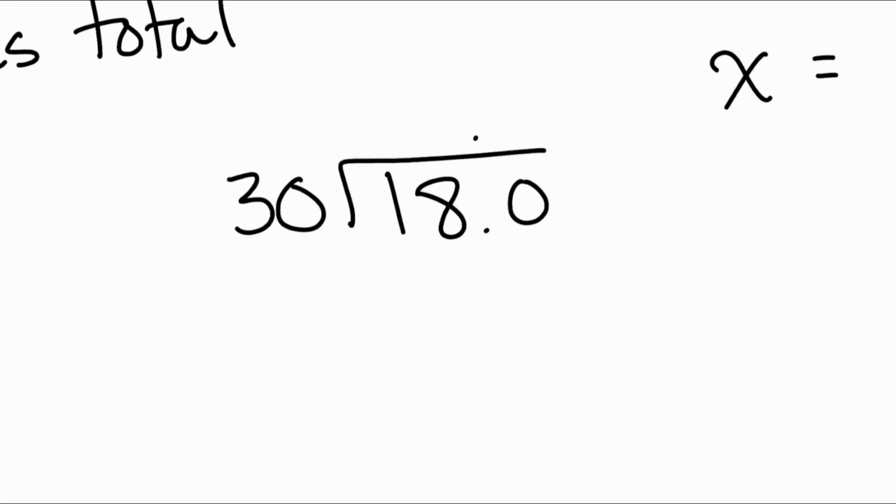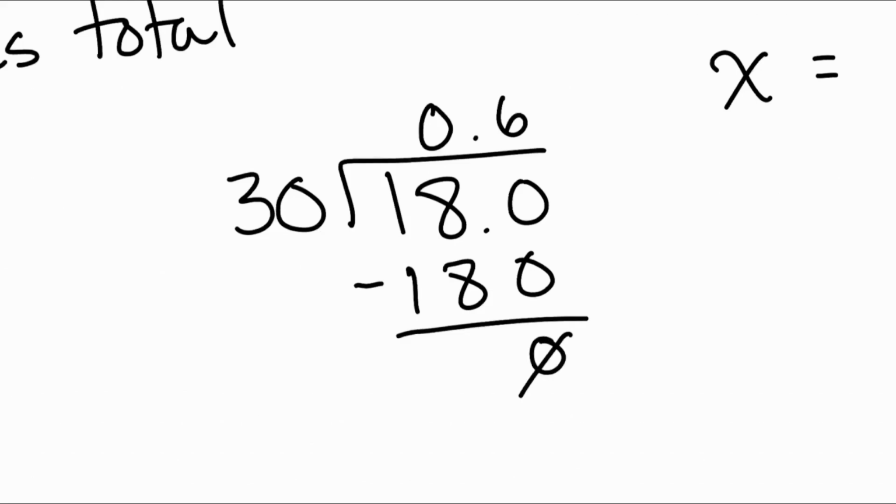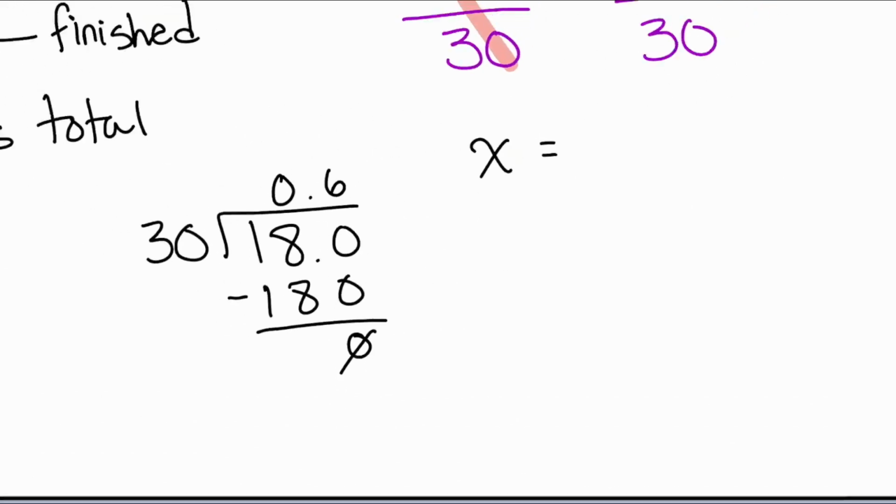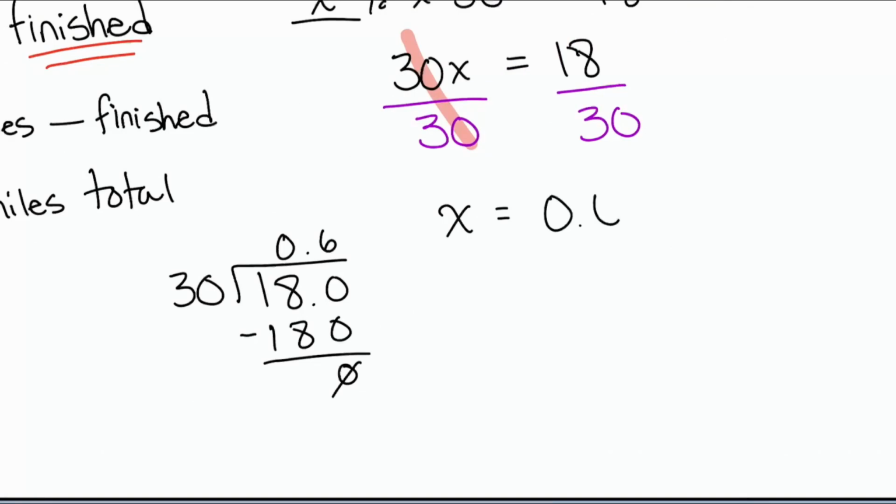So to do this, now we ask ourselves, well, 30 can't go into 1 or 18. How many times does 30 go into 180? And that's going to be 6. Yeah, exactly. That's going to be 6. So we have that right there, and we're done. Subtract 180, no remainder. We're good. And so we have X equals 0.6. However, everybody, what's the problem?